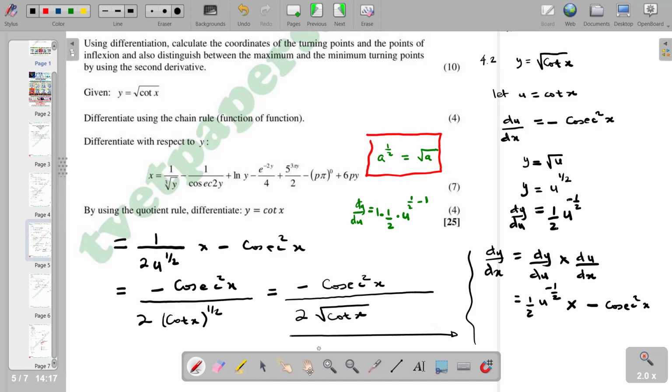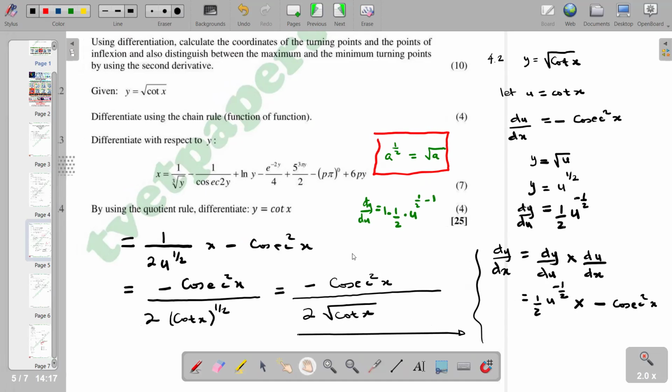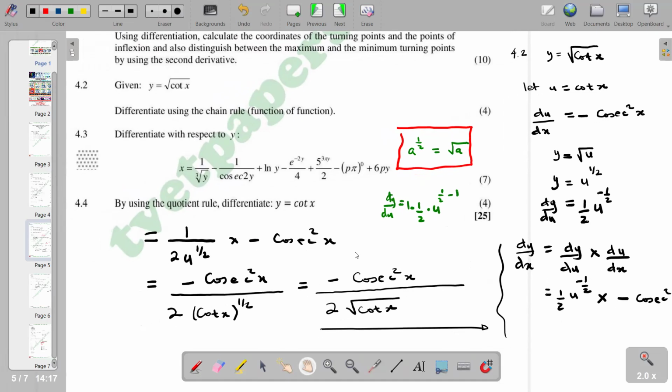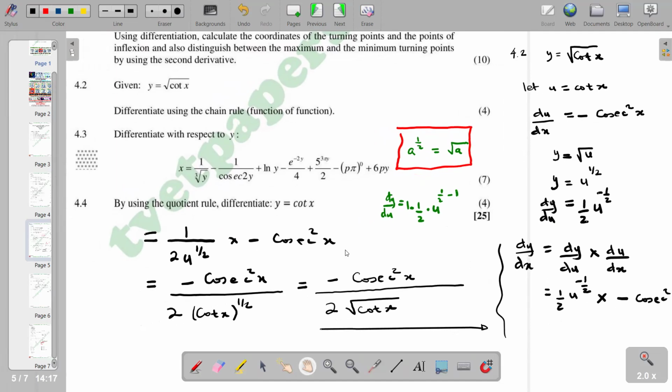Then we go to the next question, saying differentiate with respect to y. So what are we having? Let's erase here.